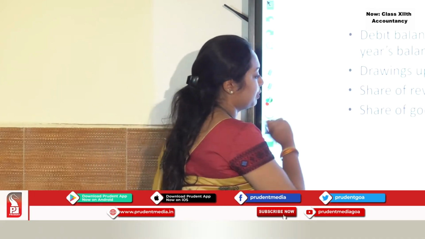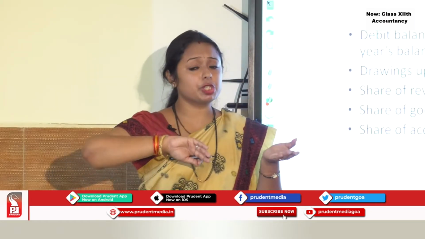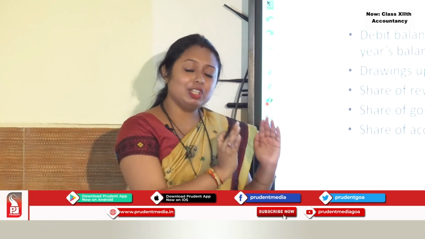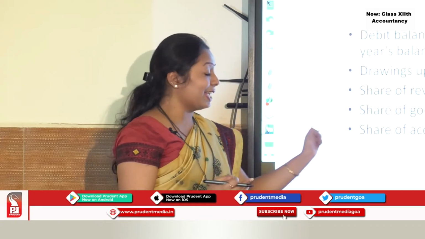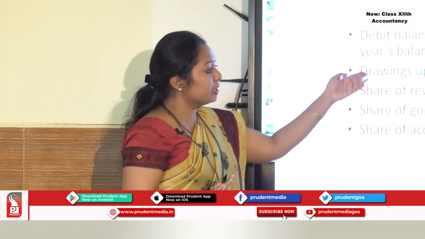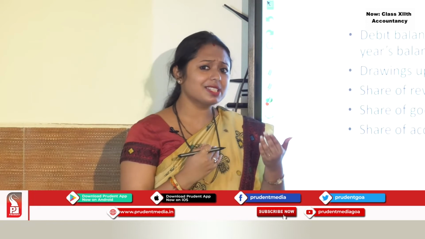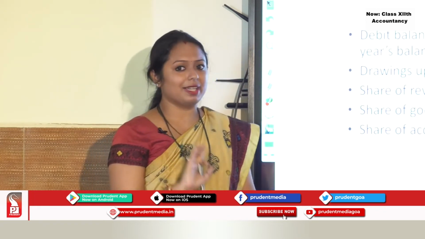Okay, then next one. Share of accumulated loss. Just as we share the accumulated profits among the partners, the partners also have to bear accumulated losses. So that's why accumulated loss will come on which side? Debit side. In fact, students, you have studied this goodwill written off, revaluation loss, all these items already, and you have also prepared partners' capital account.